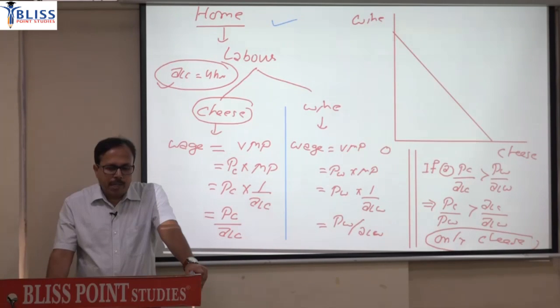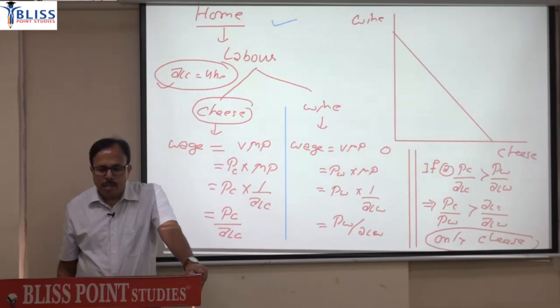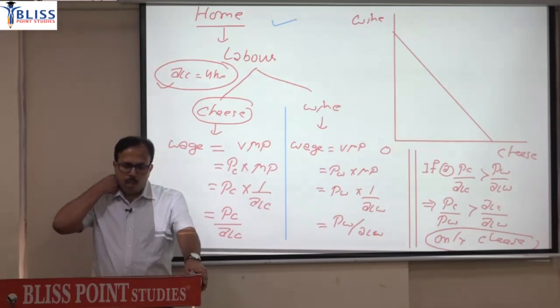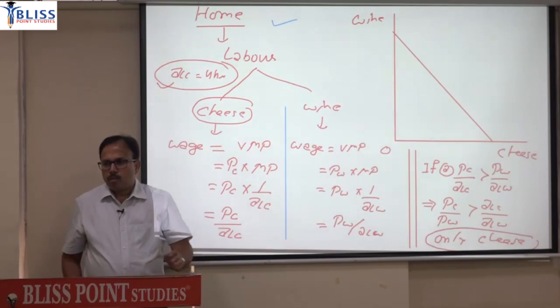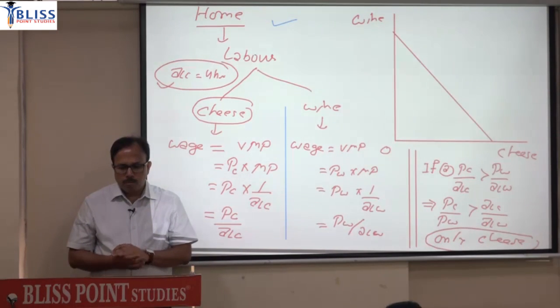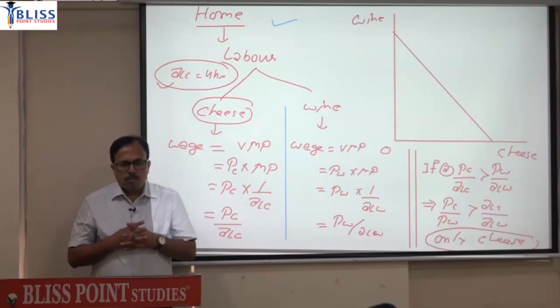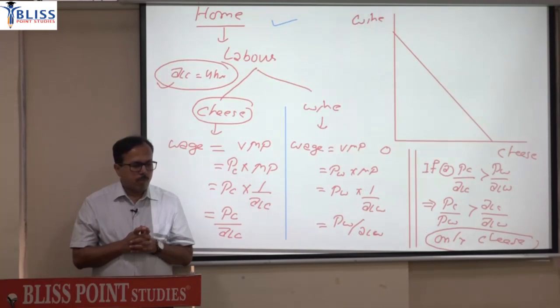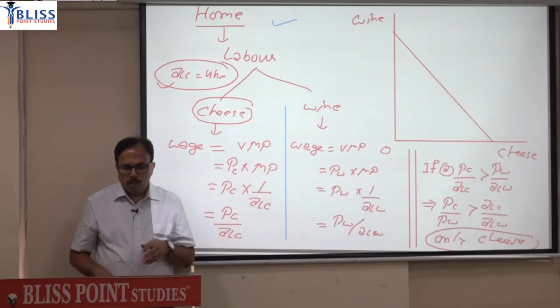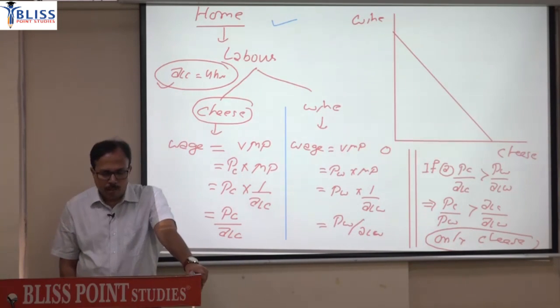In a competitive market, that is perfect competition market, with only one factor of production, that is labor, wages will be equal to VMP.